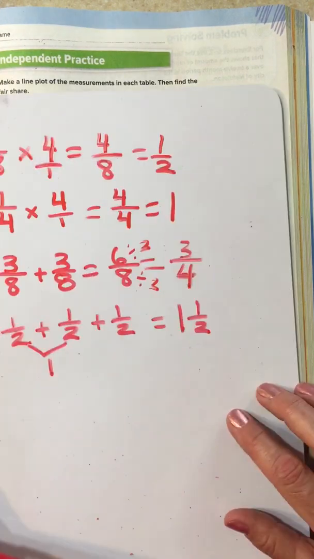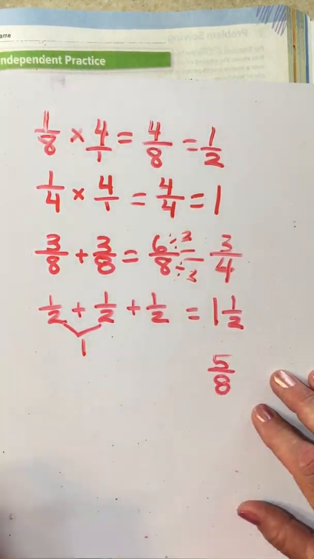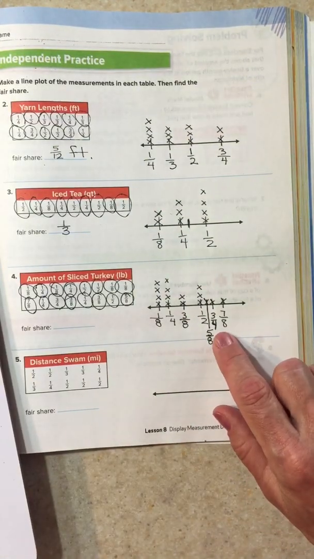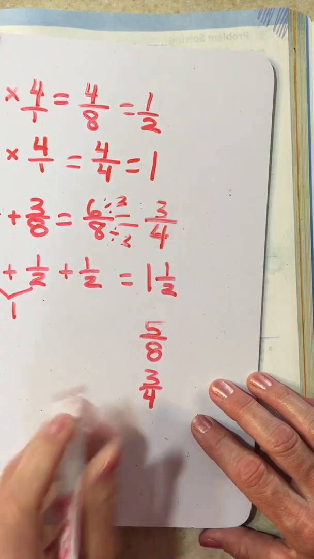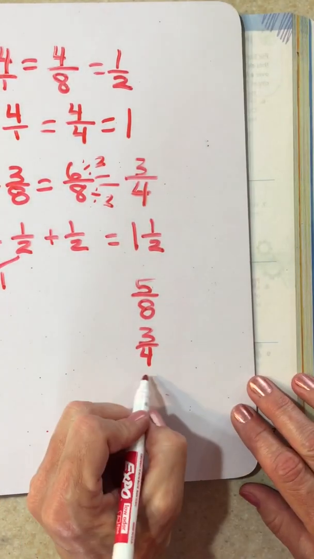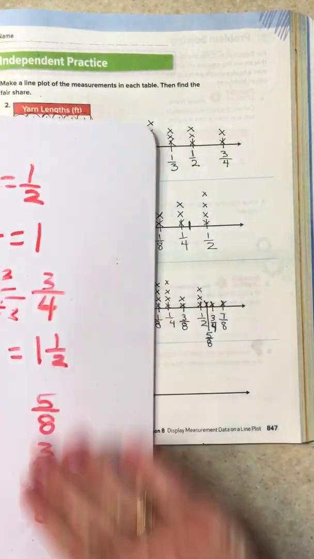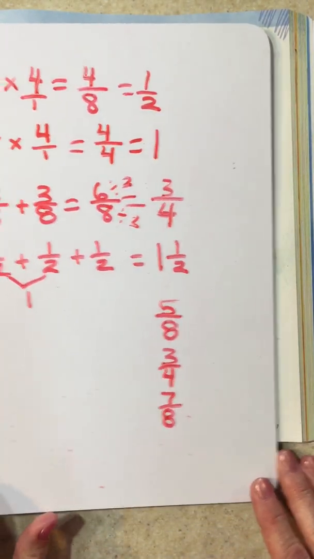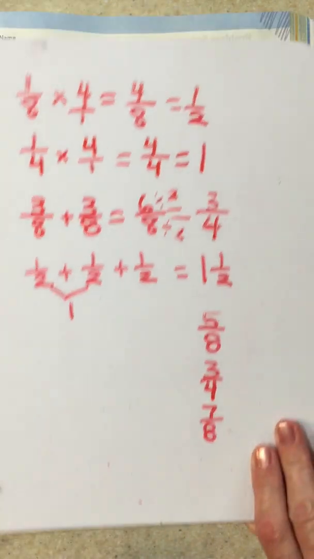5/8. We've got 1. All right, I'll just write 5/8 down here. The lone 5/8. 3/4. The lone 3/4. 7/8. The lone 7/8. There's only one of each of those. All of these need to be added together. So I see, I have to find things that can go together.